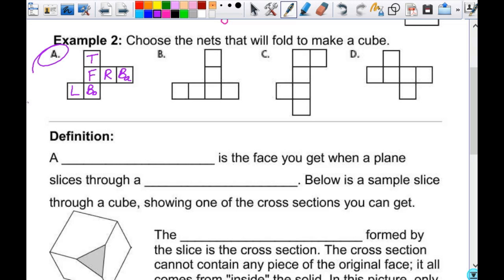Okay. So let's do this one. Make this the front. So that would make this the top. This would fold behind and become the back.